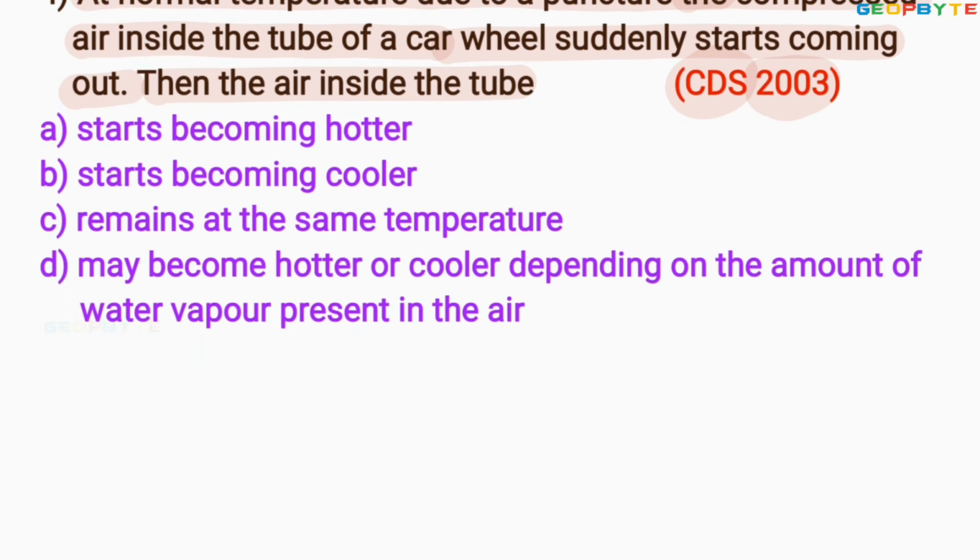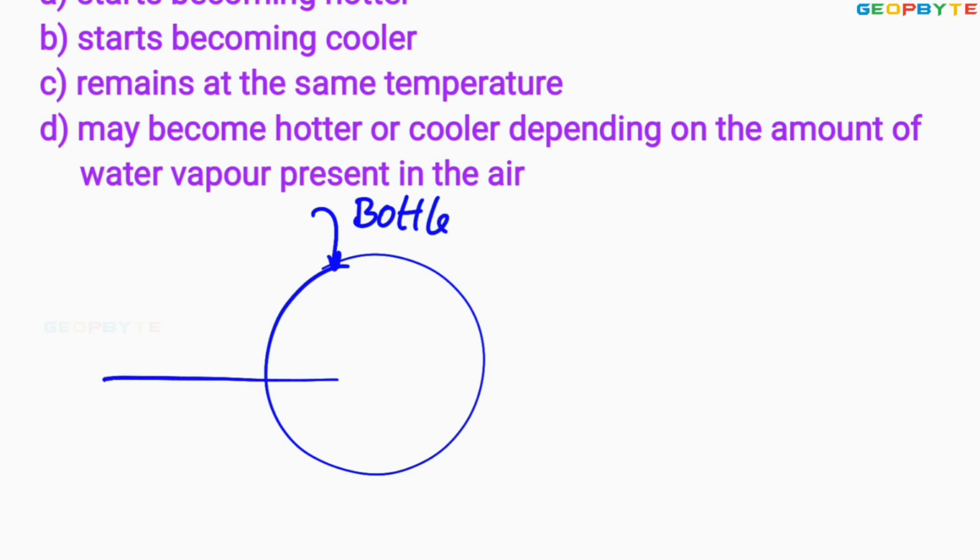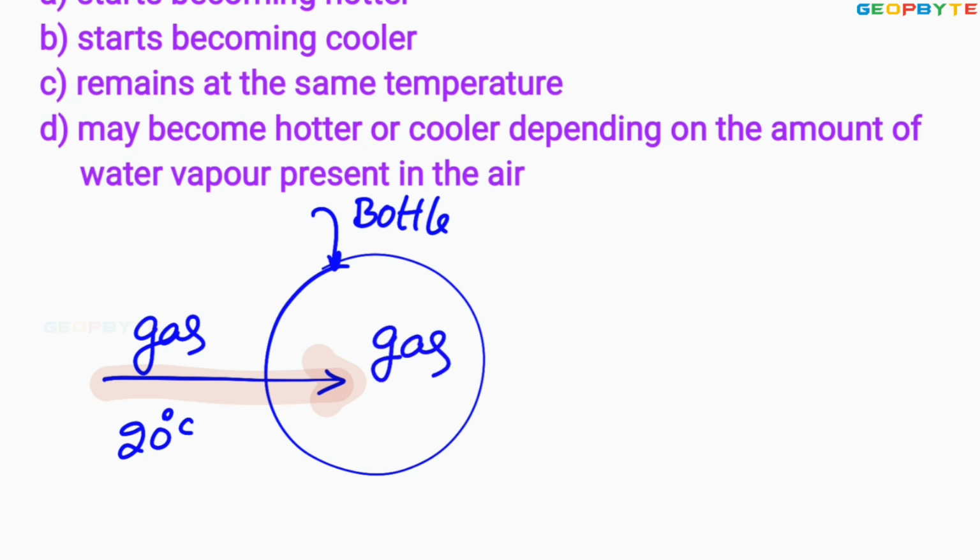Dear friends, remember, if I take a bottle, this is the bottle. I am supplying some gas to the bottle. That supplying gas may be maintaining 20 degrees centigrade. By the time the gas is entering the bottle, it is maintaining 20 degrees centigrade. But after the gas reaches the bottle, the same gas is maintaining approximately 25 degrees centigrade.